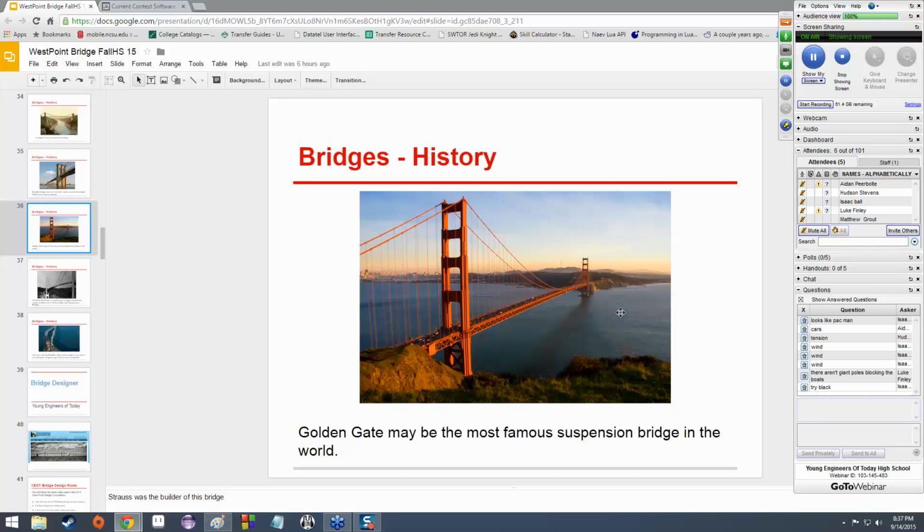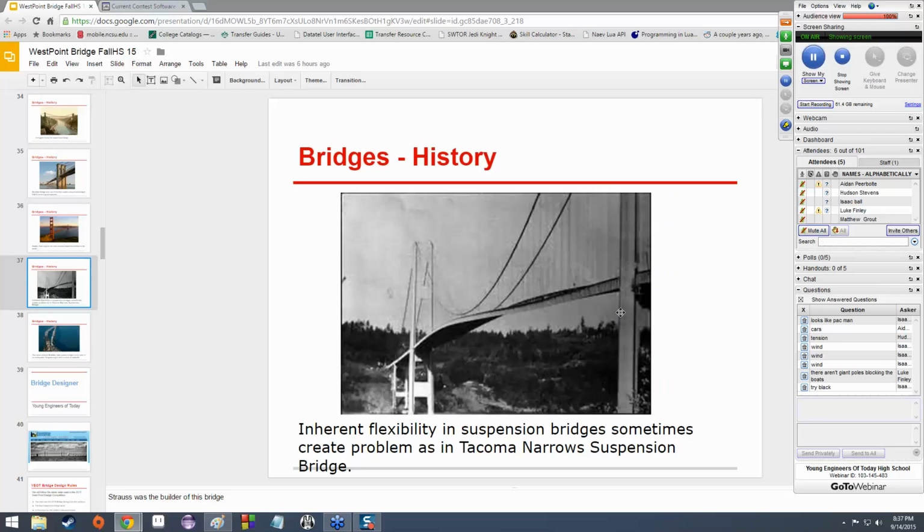Now, on the other hand, because suspension bridges are so flexible, that can be a problem. Like the Tacoma Narrows Suspension Bridge in Washington in 1940. The wind, basically, it's in a windy part of Washington State. And the wind caused vibrations in the bridge.